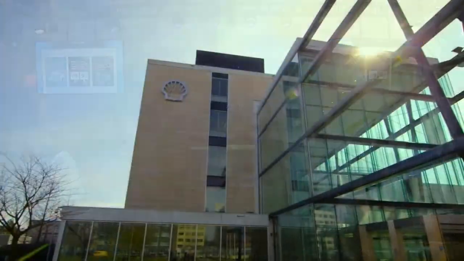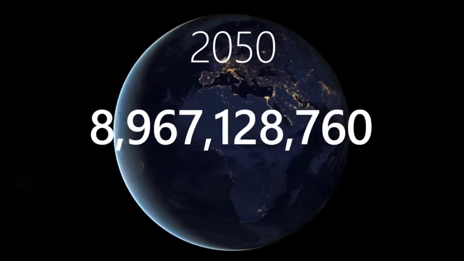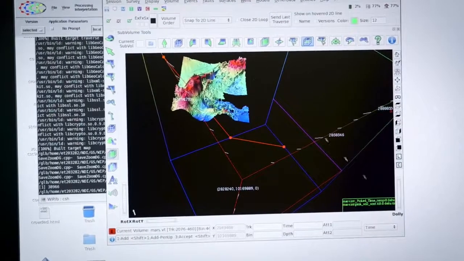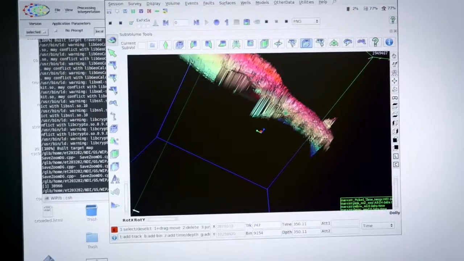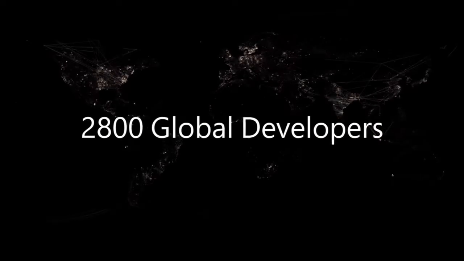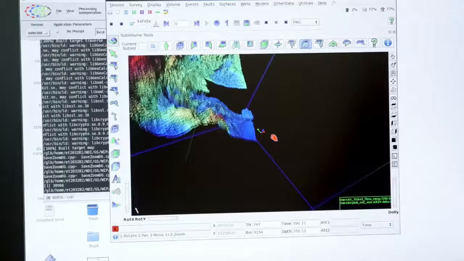Shell's overall mission is to be the most innovative and competitive energy company in the world. By 2050, our population is about 9 billion, and for that, we need a lot more energy than we need today. Technology will clearly help Shell in meeting these challenges. We have about 2,800 software developers working day in, day out. We're solving really hard problems using vast computing resources and big data. We have high-performance computing, advanced 4D and 5D visualization capability.